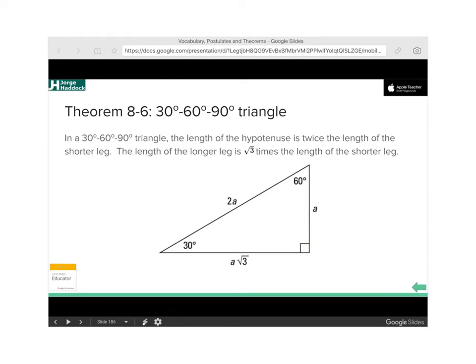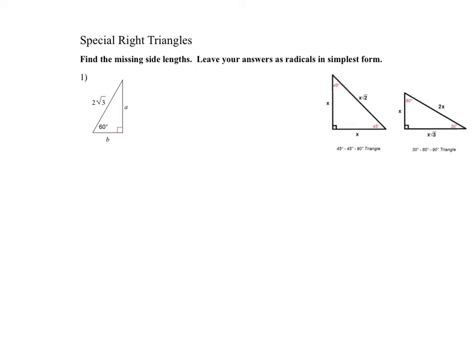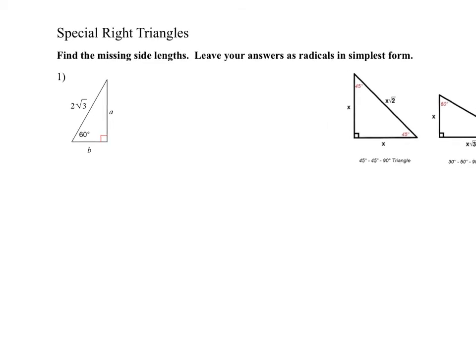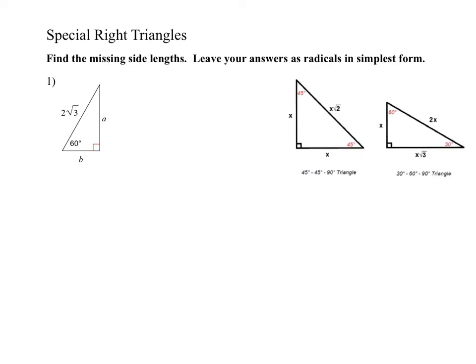So let's see a couple of exercises. This one. Now I have my theorem right here. First of all, we're going to identify what type of triangle this is. This is a 30, 60, 90 triangle, because if this one is 60, that means that this angle is 30. So B is my smallest side because it's opposite to the 30, and A is my longest leg because it's opposite to 60.